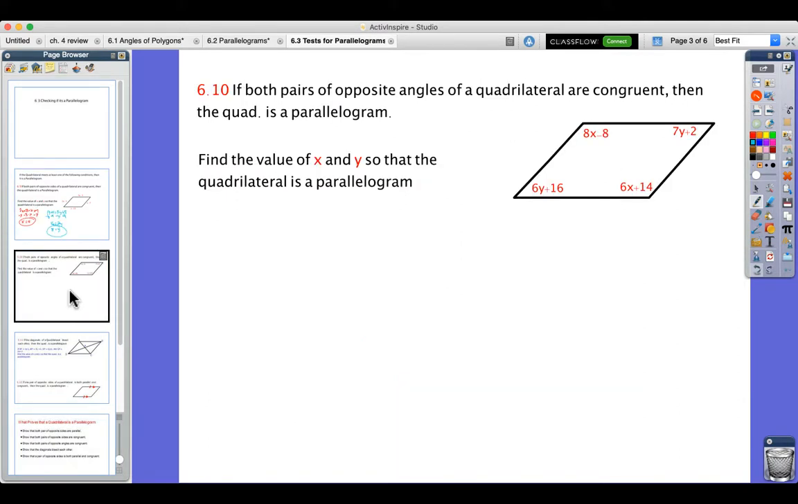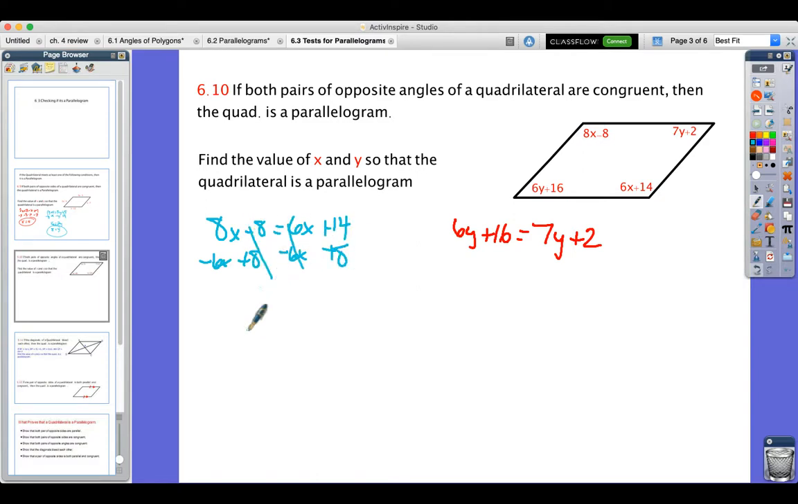So next one, talk about angles. Same thing with angles. If you can prove the opposite angles are congruent, then your quadrilateral is a parallelogram. So take a pause for a second. Go ahead and try this one. All right, so we got 8x minus 8 equals 6x minus 14, and then 6y plus 16 equals 7y plus 2. So we'll start the first one. We'll minus 6x, plus 8, plus 8. We're left with 2x equals 22, divided by 2. X equals 11, y'all. 11.